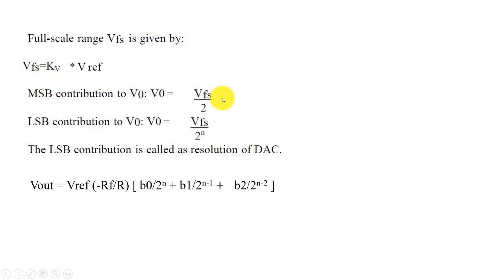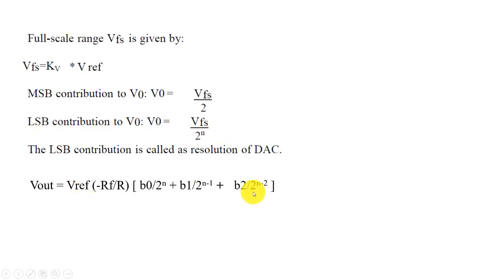MSB can be found with the formula V full scale upon 2, and LSB can be found with the formula V full scale upon 2 raised to power n. Whatever the number of bits we are using, here we are using a 3-bit DAC, so 2 raised to power 3 is used for calculating the LSB.